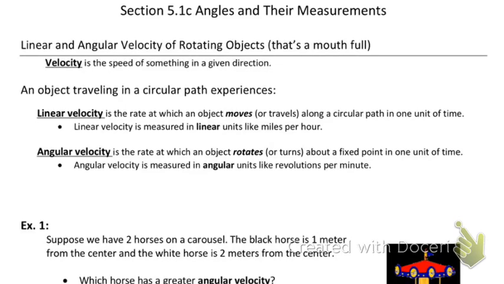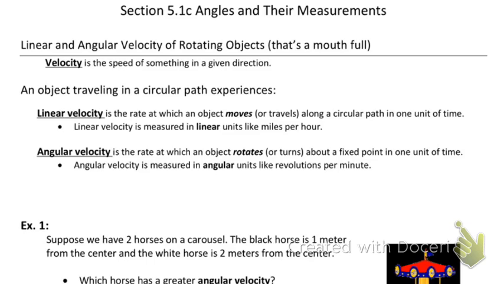Alright everyone, today we're talking about 5.1c, and that is angles and their measurements. So we're still in this section. This is the last one of 5.1. Today we're going to be focusing on spinning objects. We're talking Ferris wheels, we're talking clocks, we're talking merry-go-rounds, anything that spins and has motion in a circular manner, I guess, or circular path.